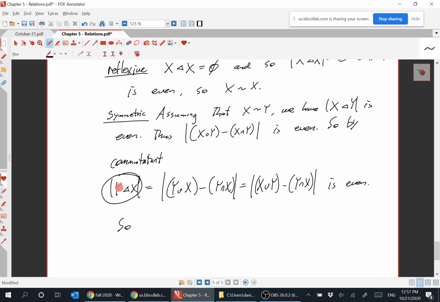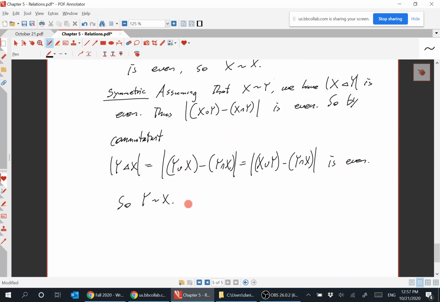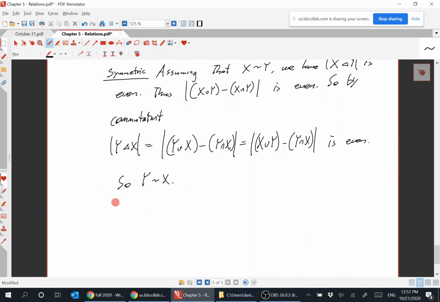But what does this mean as far as the twiddle goes? It means y is related to x. Assuming that x is related to y, we have that y is related to x. Transitivity.